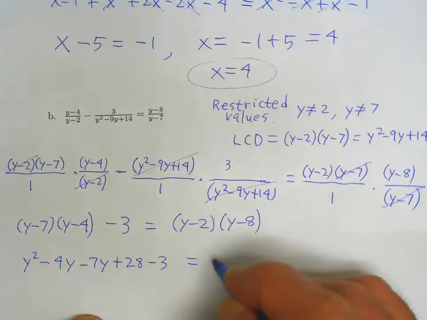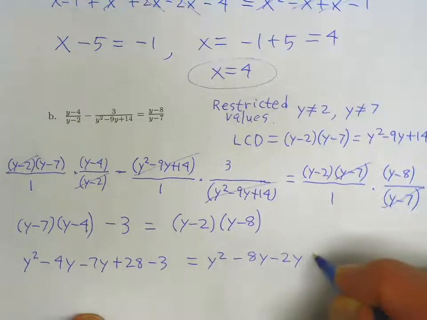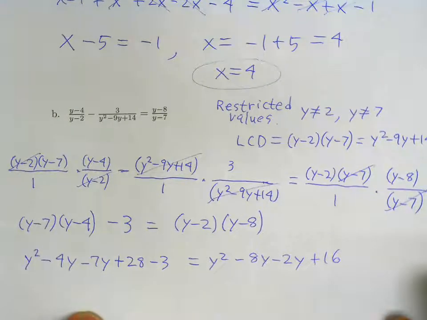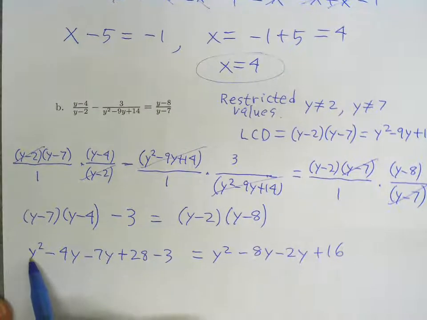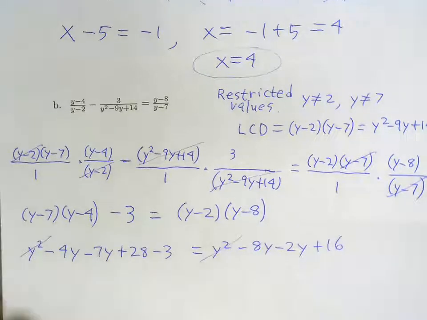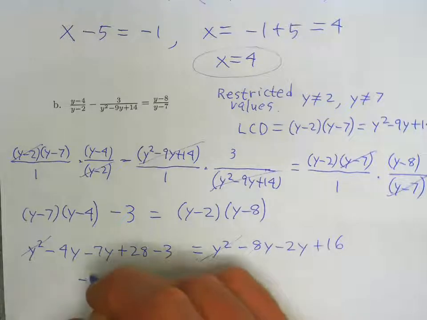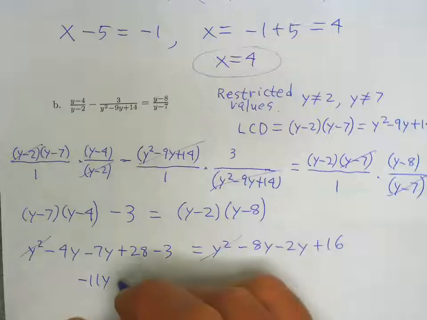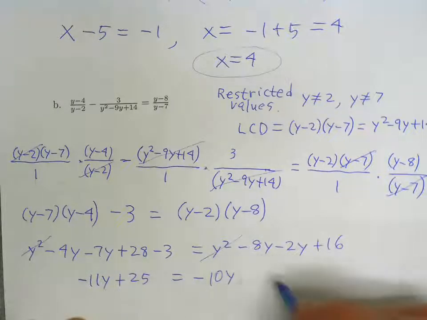On the right-hand side, y times y is y squared minus 8y minus 2y, and then plus 16. Okay, so we'll get rid of the clutter that's in the way. Both sides of the equation have y squared, so we'll subtract y squared from both sides. And we'll combine like terms on the left-hand side. Minus 4y minus 7y is negative 11y, and then plus 28 minus 3 is plus 25. On the right-hand side, minus 8y minus 2y is negative 10y, and then plus 16.